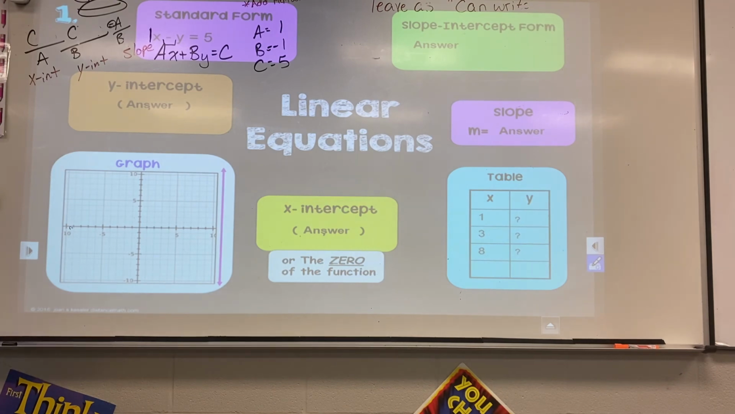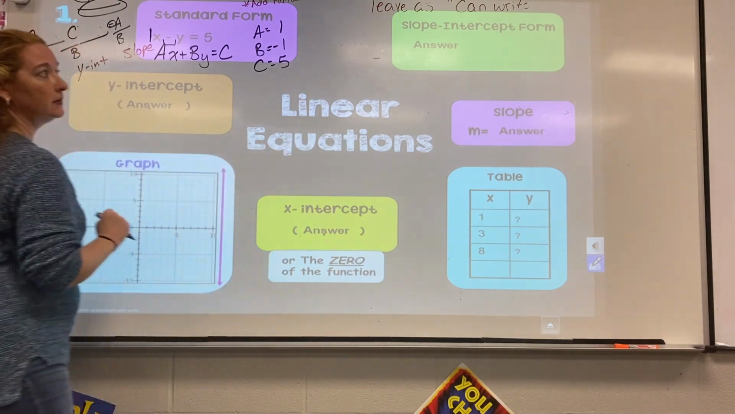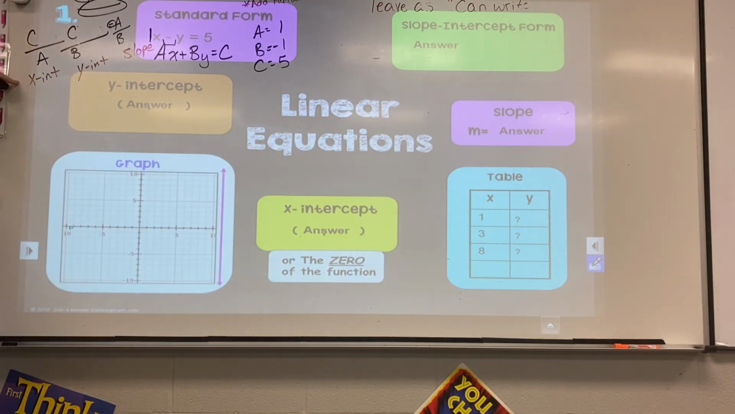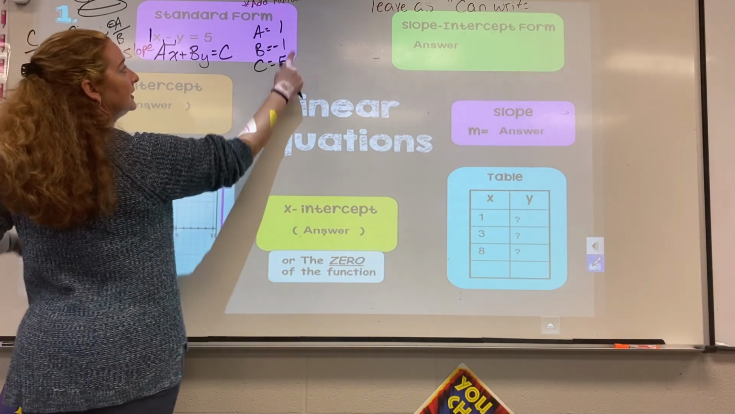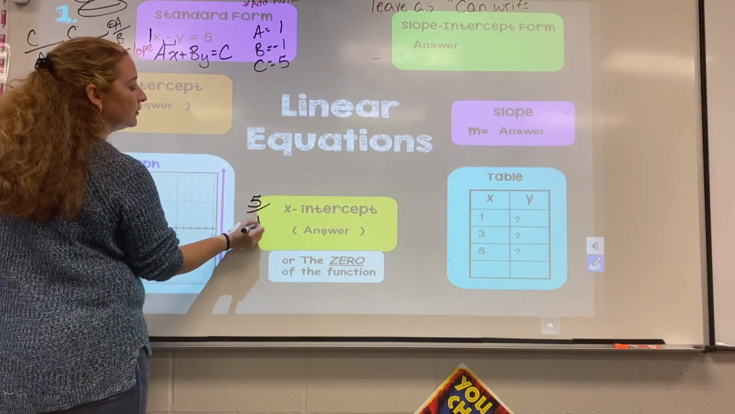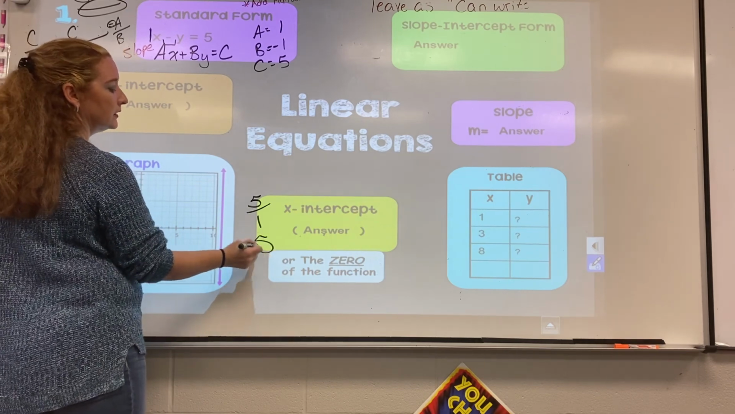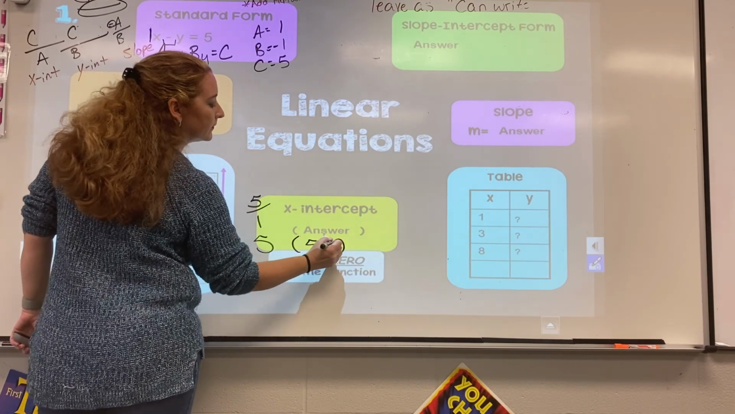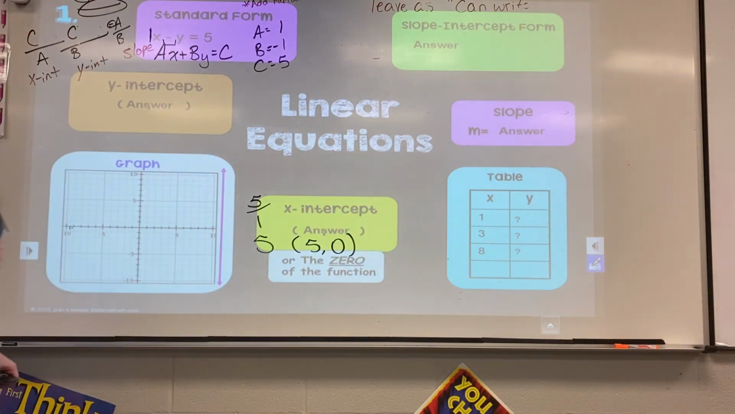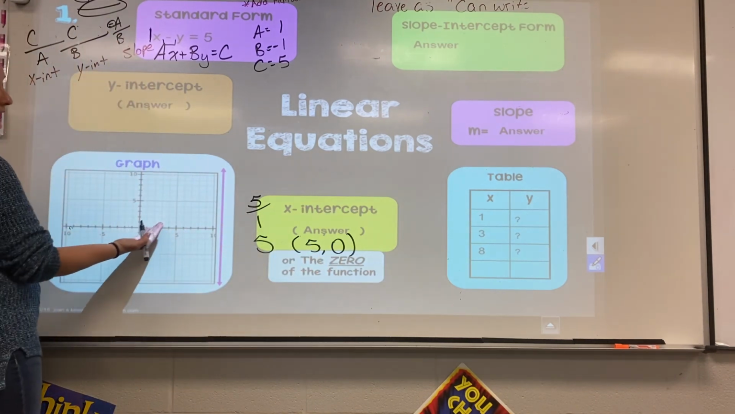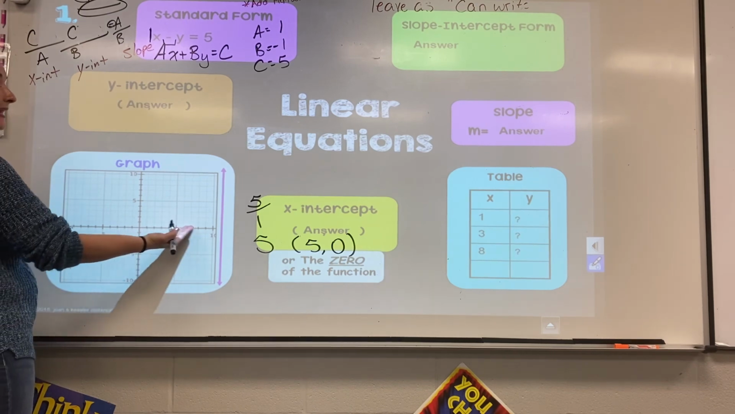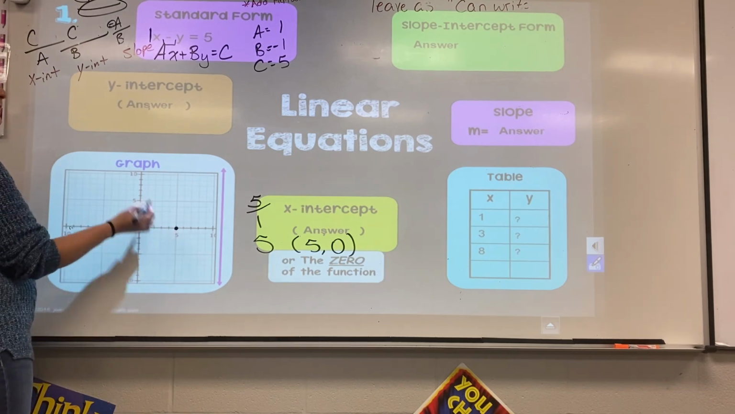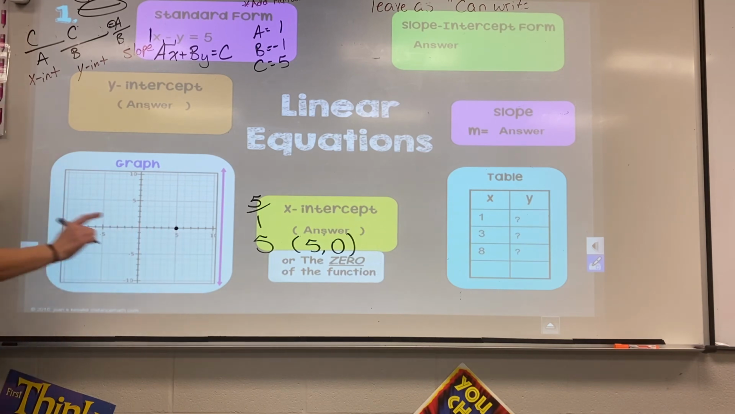Now that I know what my A, B, and C is, I can use my shortcut to figure out my y-intercept, my x-intercept, and my slope. So my x-intercept is C over A. So 5 over 1 reduces to just 5. That's my x-intercept. So my x-intercept is (5, 0). It's always a 0 for the y-coordinate because if it's intersecting the x-axis, then that means it doesn't go up or down at all. It stays on the axis, so it's (5, 0).